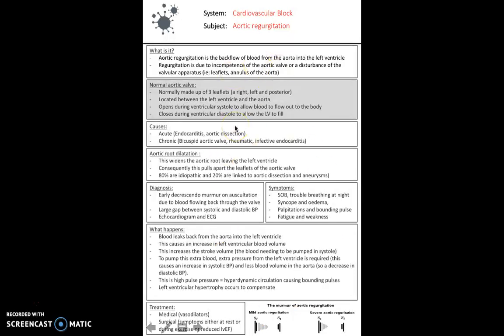Aortic regurg, of course, is dealing with the aortic valve again, but this is the backflow of blood from the aorta into the left ventricle. So regurgitation is, of course, remember, incompetence of that valve. The causes of this can be acute or chronic.